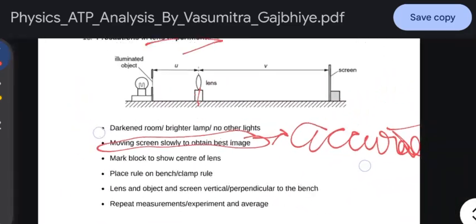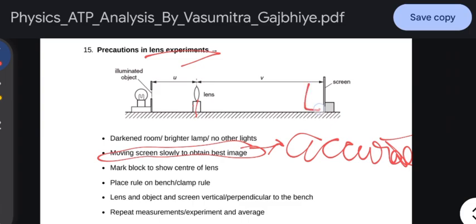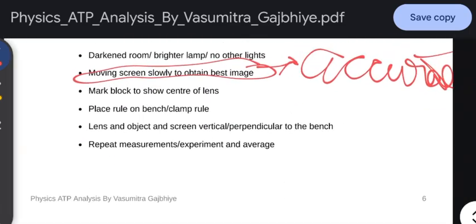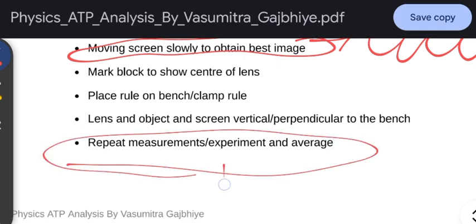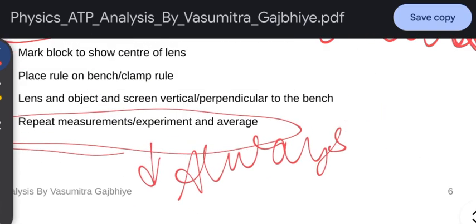Then make sure they're all perpendicular to the bench. For example, maybe the screen should not be tilted or something. It can cause problems. And repeat the measurements, of course, several times and take the average. So this is something you should always include. Always include in your 6 markers to get good marks.